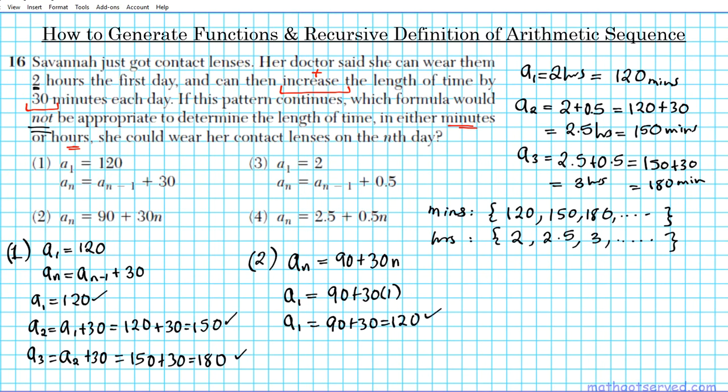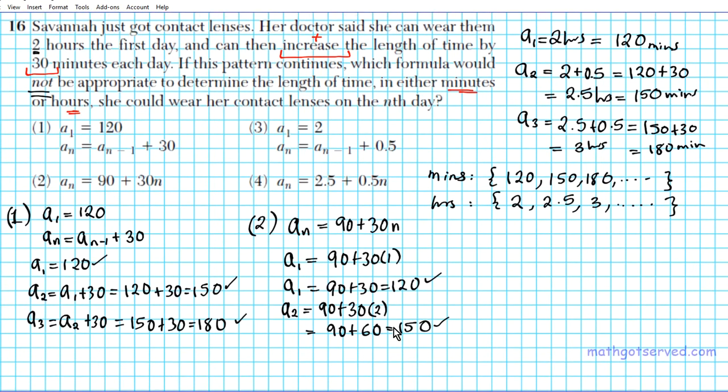Check. Why do we have a check? Because that's the first term here, 120. We have a match. A2 is 90 plus 30 times n. The n in this case is 2. Now if we work that out, we have 90 plus 60. 90 plus 60 is 150. Does that correspond to the second term? Yes, it does. Check. It looks like this one is good also.